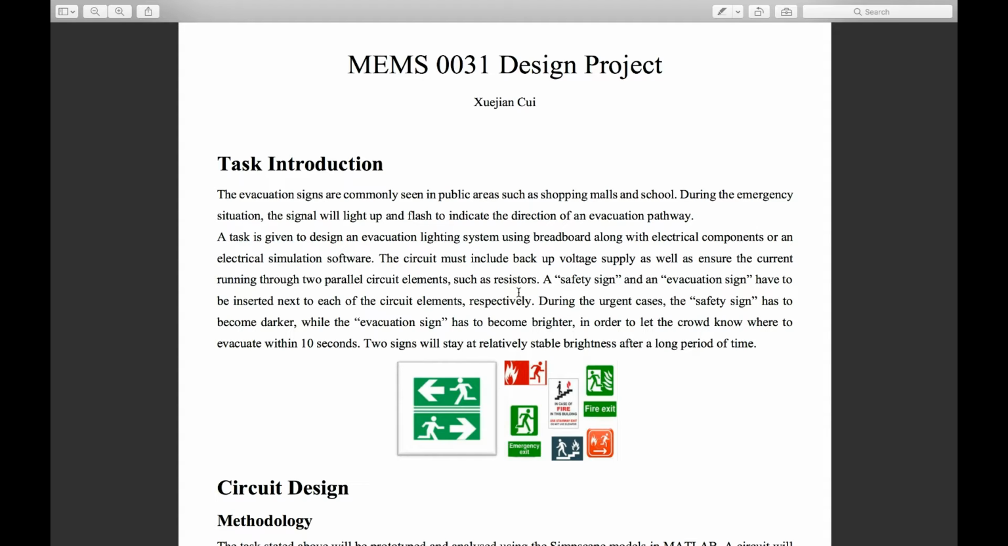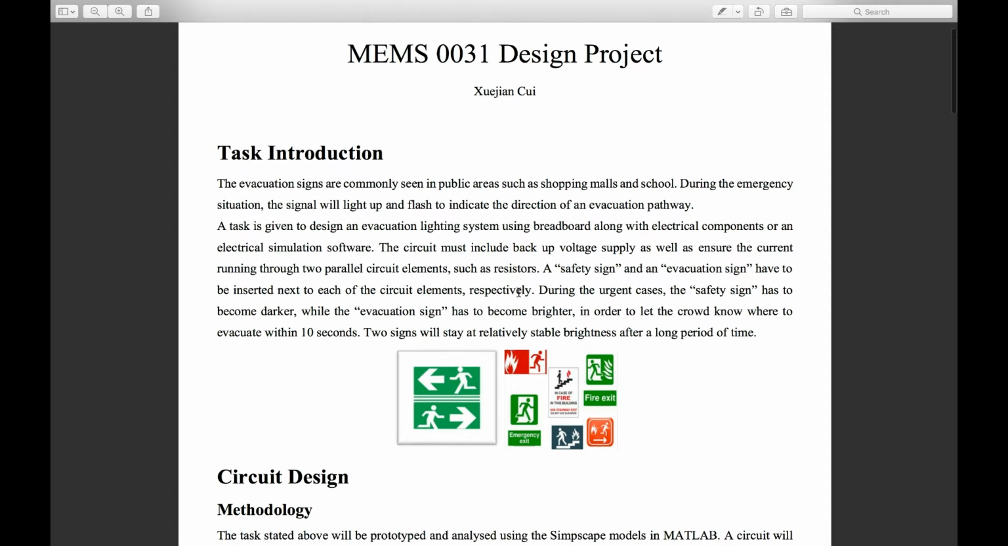elements such as resistors. We need one safety sign and an evacuation sign to be inserted into each of the circuit elements respectively, so that during the urgent cases, the safety sign will become darker with the evacuation sign becoming brighter. This aims to let the crowd know where to evacuate within 10 seconds. After a long period of time, we need the two signs to stay at relatively stable brightness.